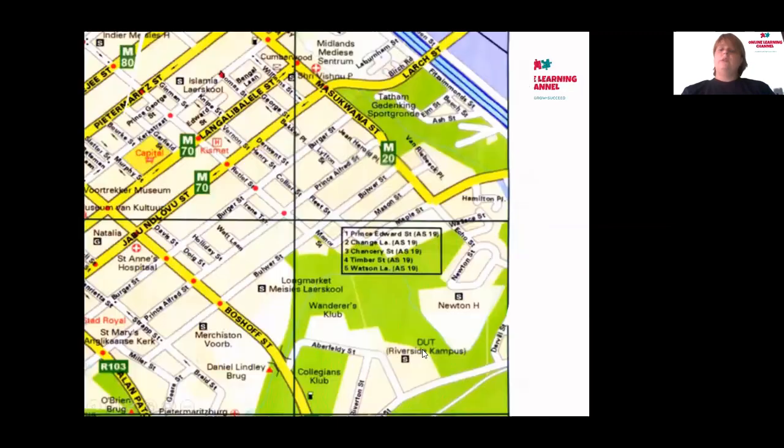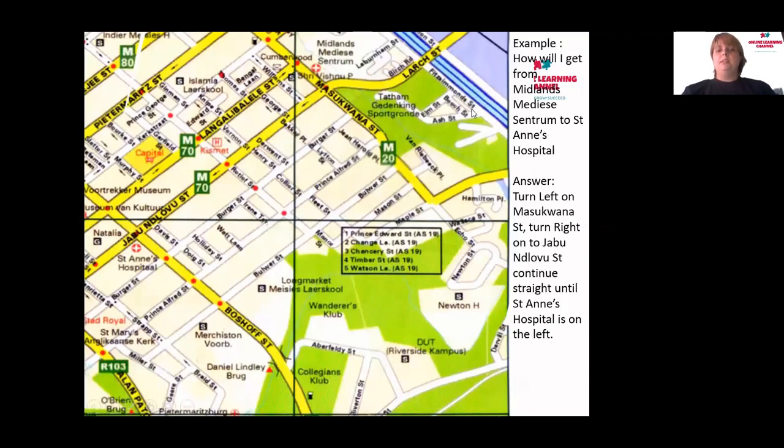So let's just quickly look at the example again. The example: how will I get from Midland Mediese Centrum to St. Anne's Hospital? So let's see, there's Midland Mediese Centrum and there's St. Anne's Hospital. How am I going to get there? Again, I would turn the book if I were you. You're going to drive out of there. You're going to turn left onto Masukuwana Street. Then again, you have to turn right. Do you see, if you didn't turn it, you would say left. So that would be wrong.